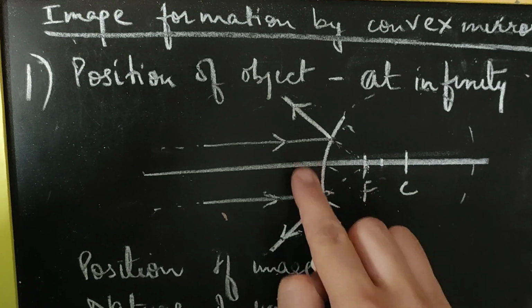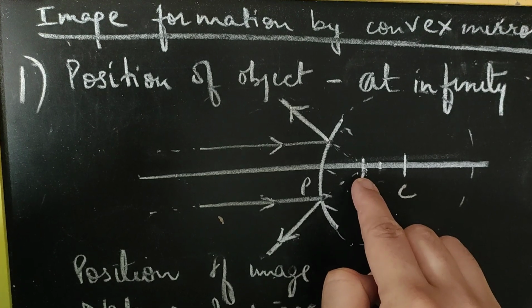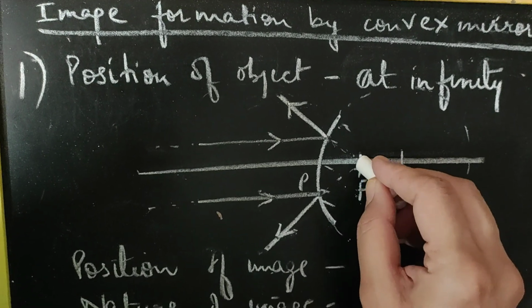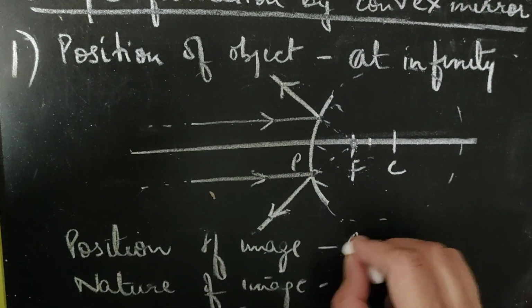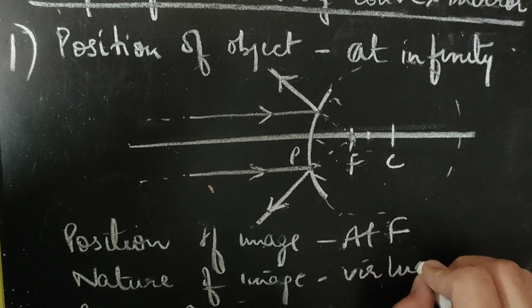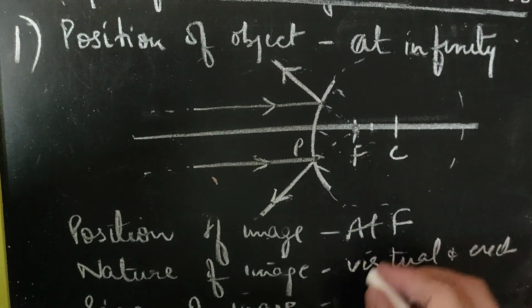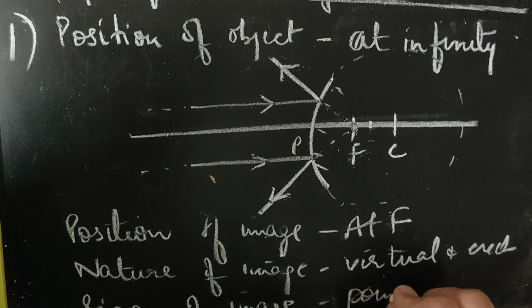It would appear as if they are coming from the focus. So a virtual image is being formed at the focus, and it is point size. So position of the image at F. Nature of the image virtual and direct. And the size of the image you can clearly see is point size or diminished.